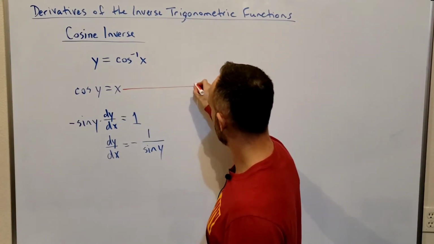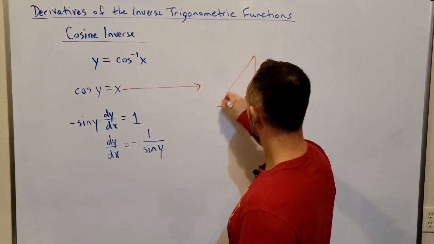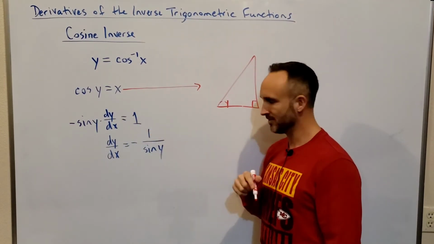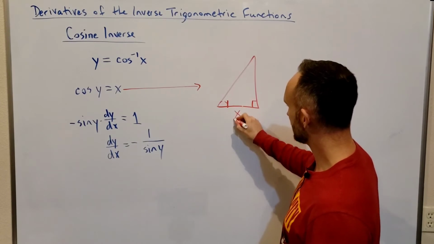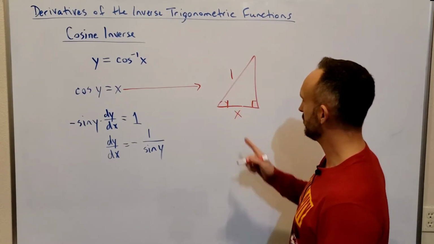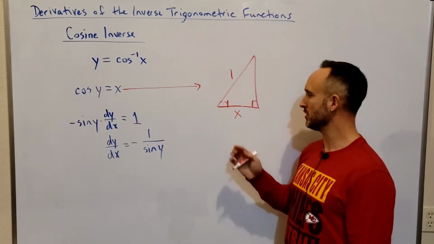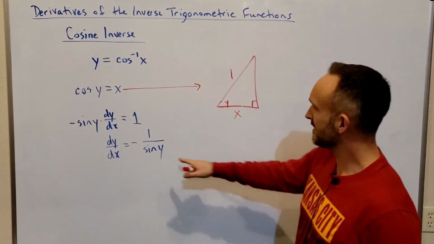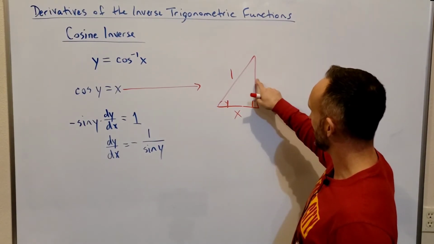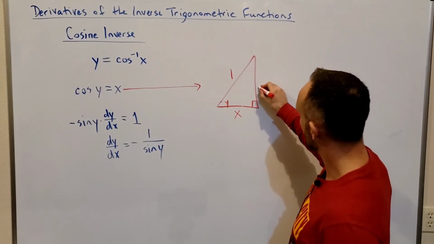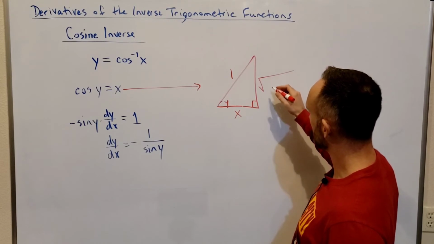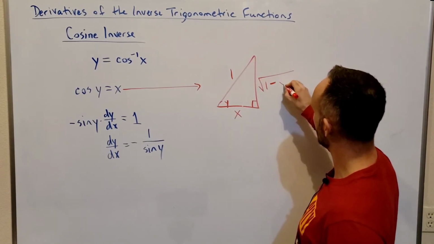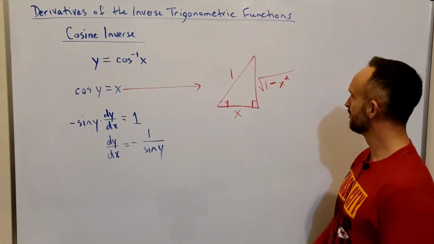According to this relationship, the cosine of this angle y is x. In other words, the adjacent side divided by the hypotenuse should be x. So I'll use x as my adjacent and 1 as my hypotenuse. But I need the sine of y, which is the opposite over the hypotenuse. The Pythagorean theorem tells us that the opposite side should be the square root of the hypotenuse squared minus the adjacent side squared, or the other leg squared.